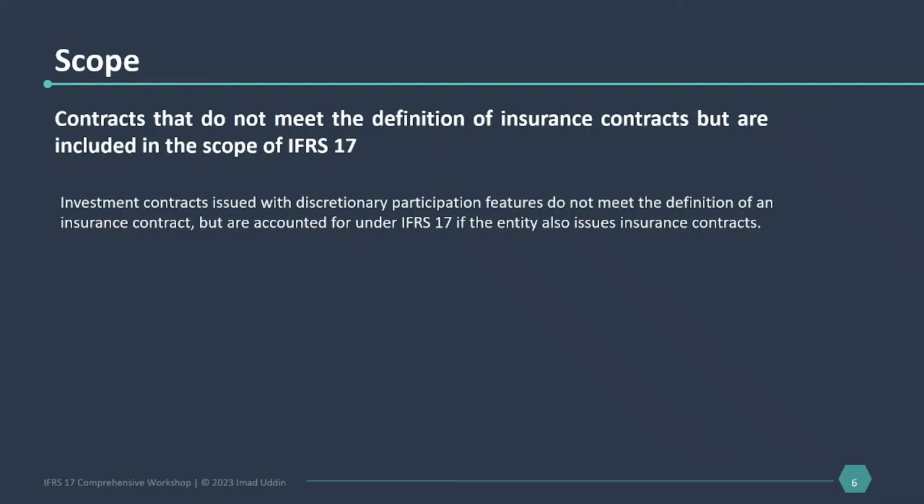So here's a small summary of how IFRS 17 applies its scope requirements. First of all, as we've already talked about, the contract that does not meet the definition of insurance contract, but is included within the scope of IFRS 17, is basically an investment contract issued with discretionary participation features. It doesn't meet the definition, but it's accounted under IFRS 17 if it has been issued by an entity that also issues insurance contracts. So it's important to remember that these contracts are not insurance contracts, but they are within the scope of IFRS 17 if issued by an entity that also issues insurance contracts.